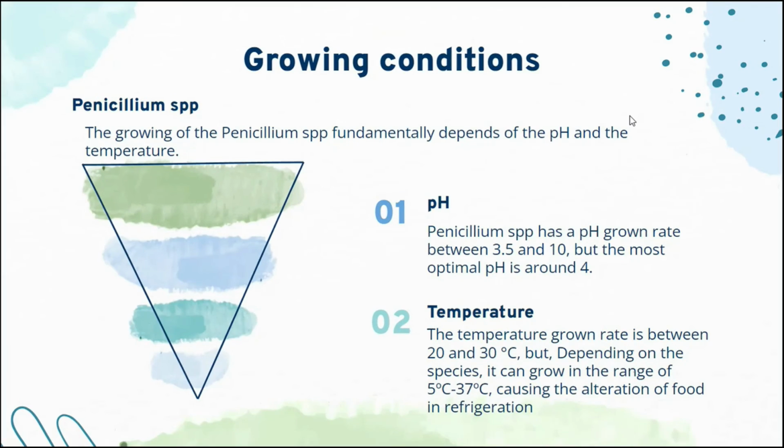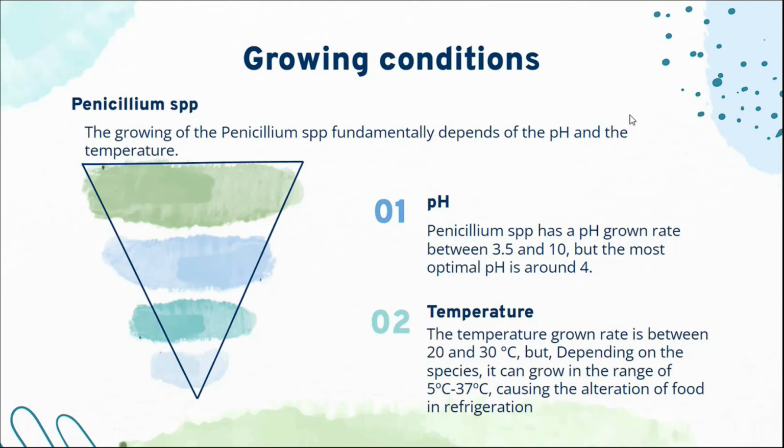Now we're going to talk about the growing conditions of Penicillium. The growth of Penicillium fundamentally depends on the pH and the temperature. Penicillium has a pH growth range between 3.5 and 10, but the most optimal pH is around 4. The temperature growth range is between 20 and 30 degrees, but depending on the species, it can grow in the range of 5 degrees to 37 degrees.